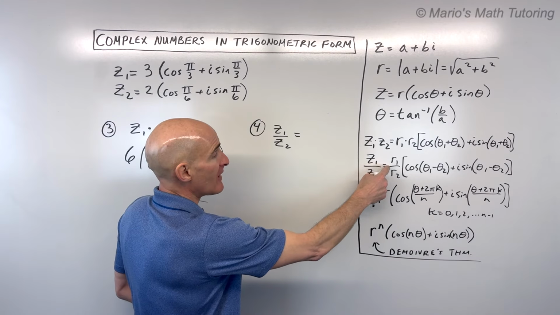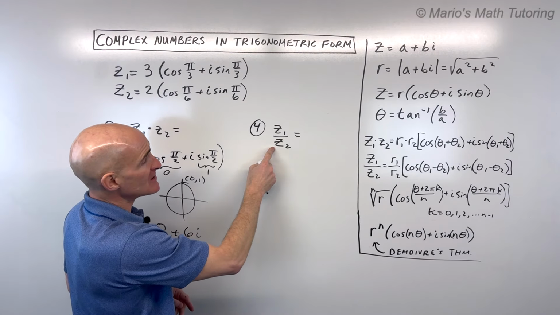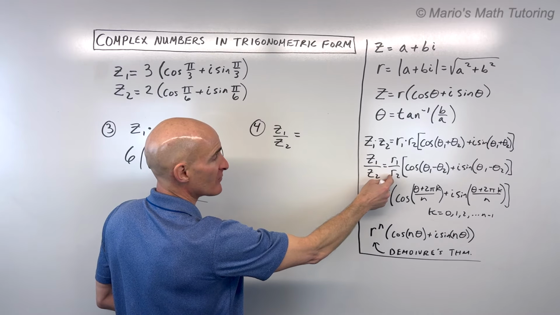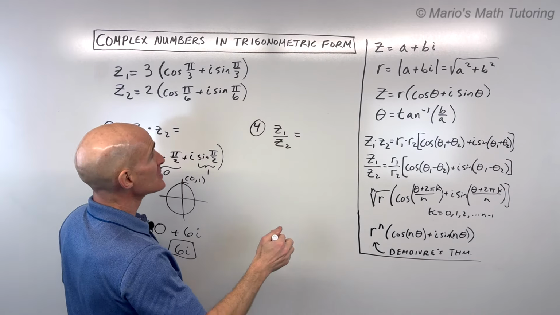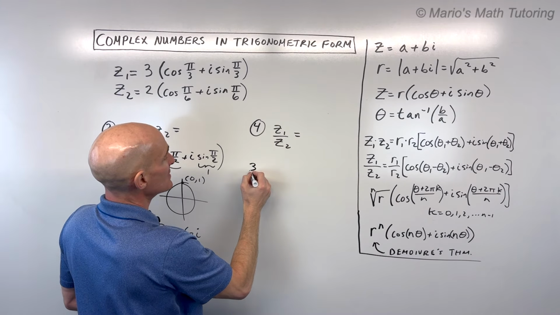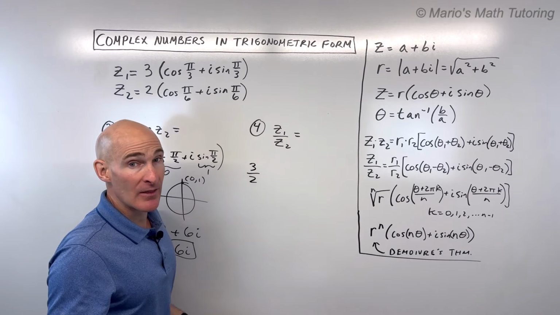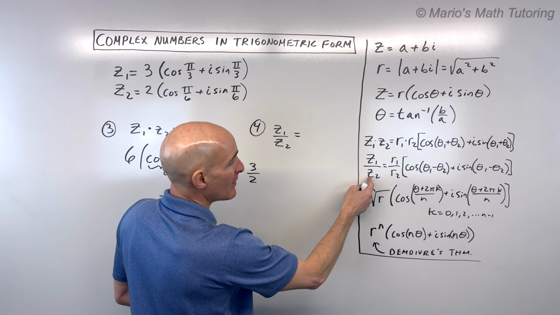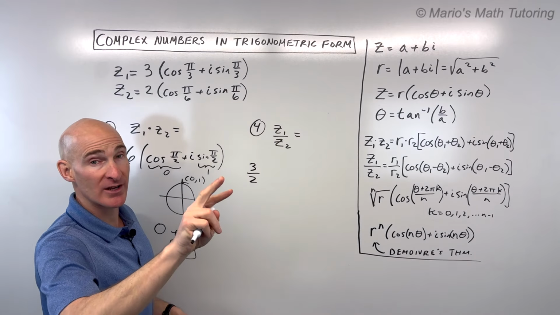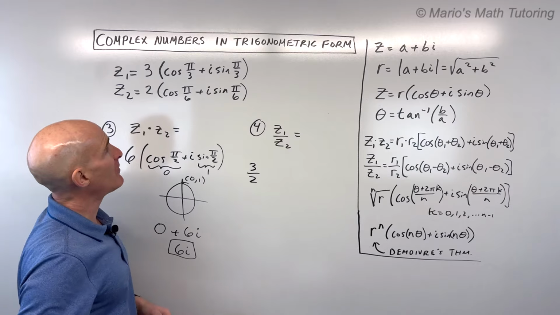You just have to divide the r values. Now, the order is important, right? So if it's z1 divided by z2, I have to take the r value for the first complex number divided by the r value for the second one. So in this case, it's going to be 3 divided by 2, which we'll just leave as a fraction, 3 over 2. And then what you do is you subtract the angles. Again, the order is important. So if it's z1 divided by z2, I have to take that first angle minus the second angle. You don't want to change the order. So in this case, it would be pi over 3 minus pi over 6.